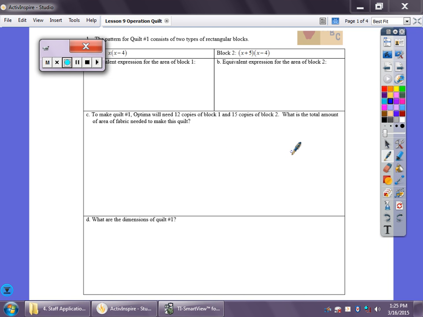Okay, this is lesson 9, Operation Quilt, and we're going to review some of the same skills that we've done leading up to this point. So this is mainly about knowing what operation to do and when.